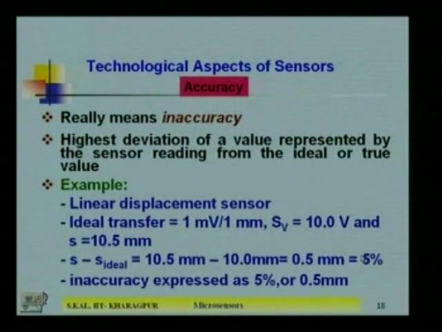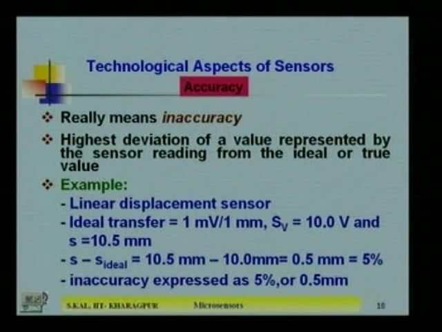Now the other one is accuracy. How accurately a sensor can measure the input measurand. Basically it is inaccuracy. Although we call it the accuracy of a sensor, it is basically the highest deviation of a value represented by the sensor from the ideal or true value. An example is given here. For example, you are going to measure a linear displacement, and the ideal transfer is 1 millivolt to 1 millimeter. If you apply 1 millivolt, the displacement is 1 millimeter. That is the ideal transfer.